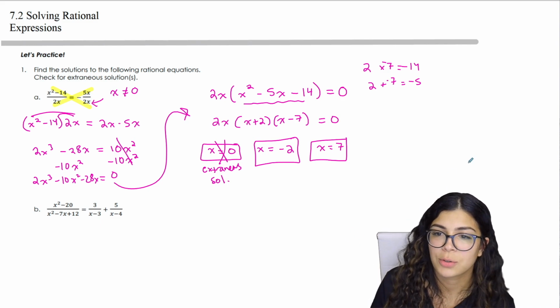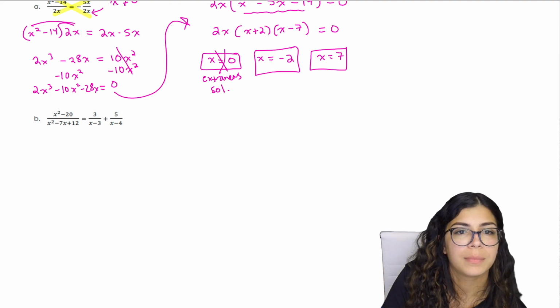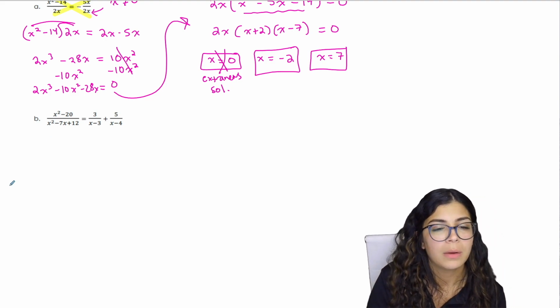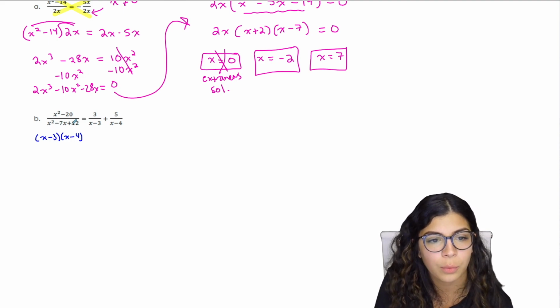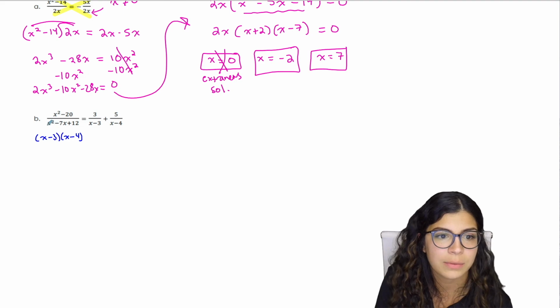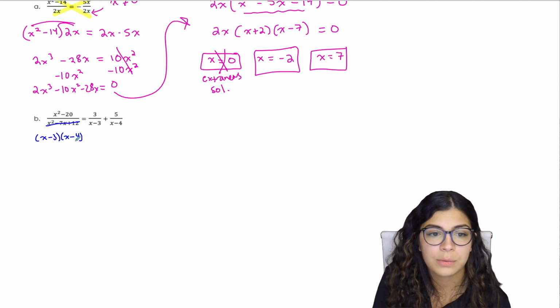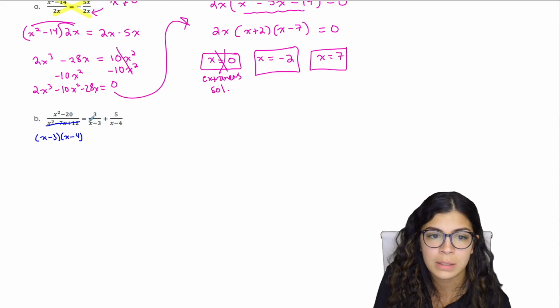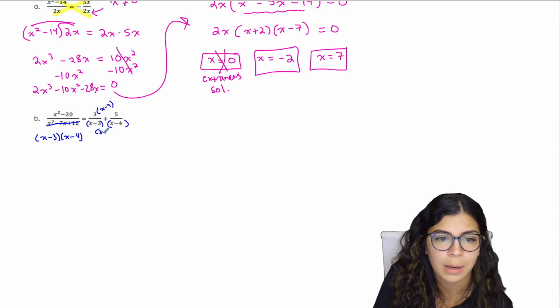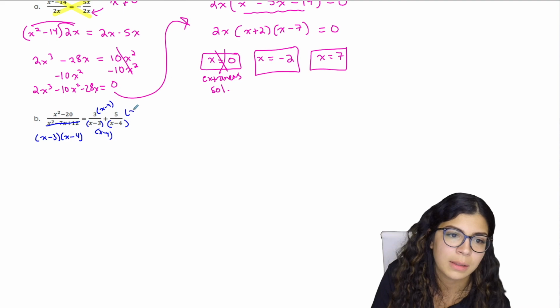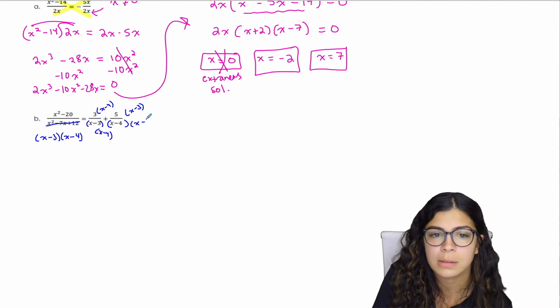Okay, let's try one more. B. All right, now with B, we have the denominator here would factor into x minus 3 times x minus 4. -3 times -4 is 12. -3 plus -4 is -7. So this is really nice because that worked out. We have both of these factors already in this first fraction. So in this fraction, we're missing the x minus 4. So I need to multiply that on top and bottom. And in this fraction, I'm missing the x minus 3. So I need to multiply that on top and bottom.